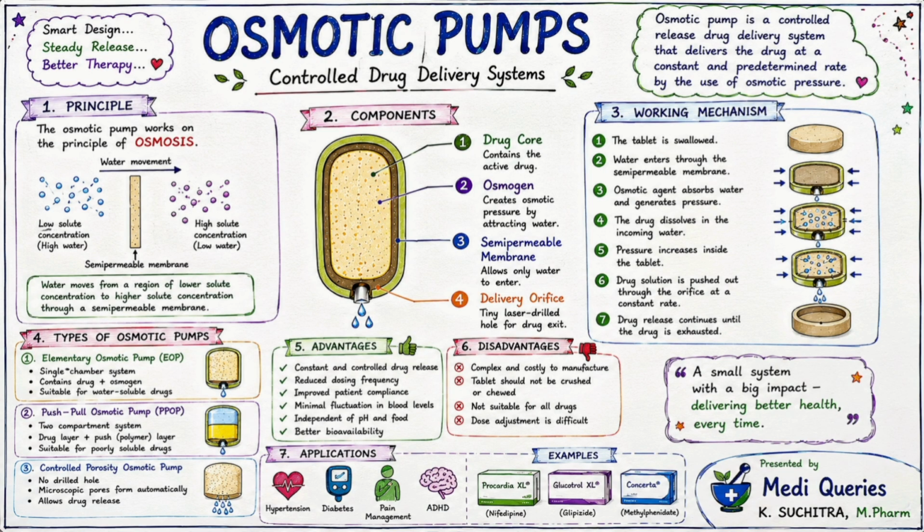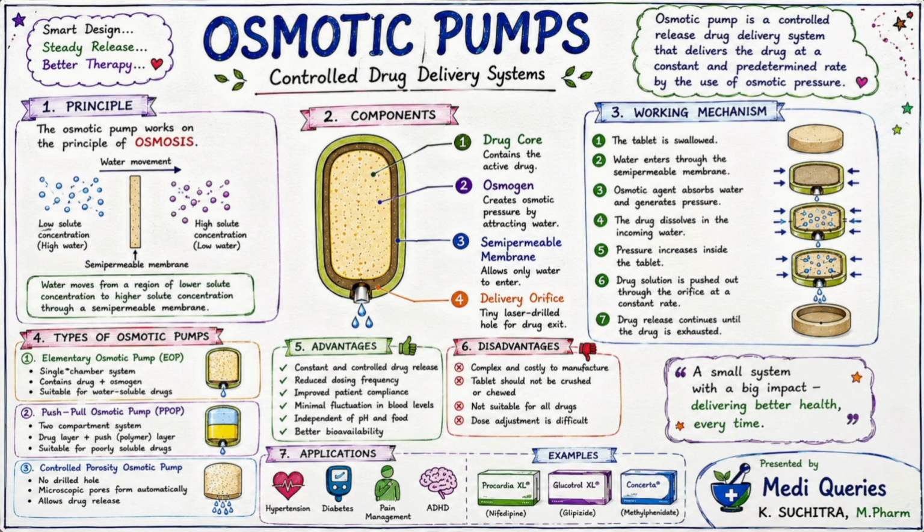of the drug release. At the bottom left, create a green box for advantages, use icons like thumbs up or shield, and list points such as controlled drug release, improved patient compliance, and reduced dosing frequency. Next to it, create a red box for disadvantages, with icons like warning signs or thumbs down. Mention complex manufacturing, high cost, and the tablet should not be crushed.